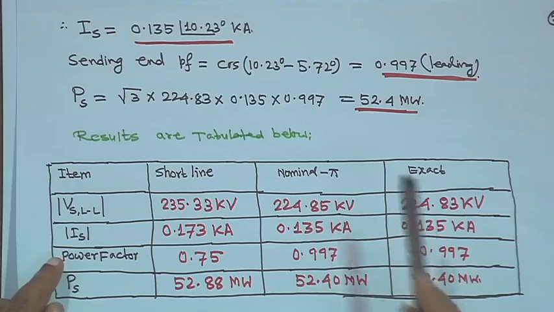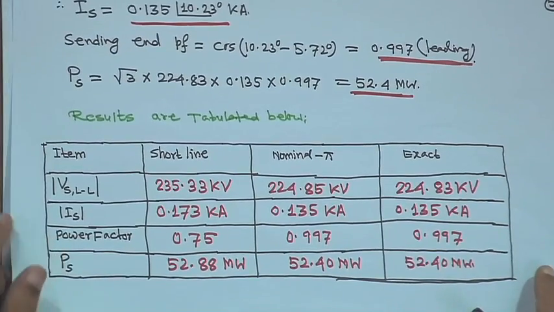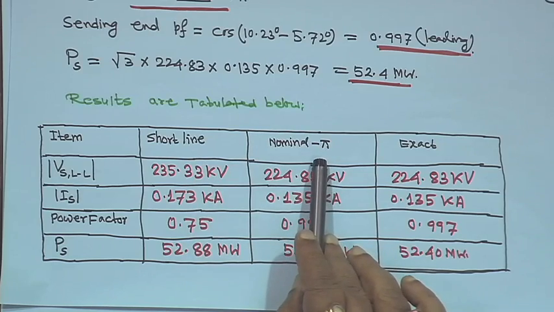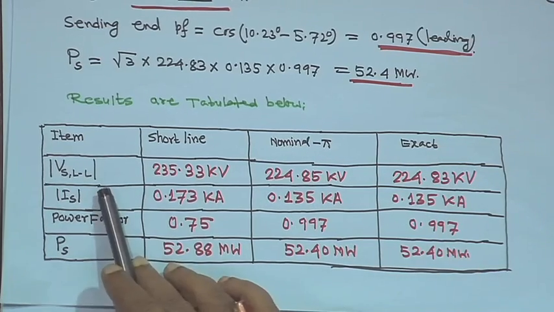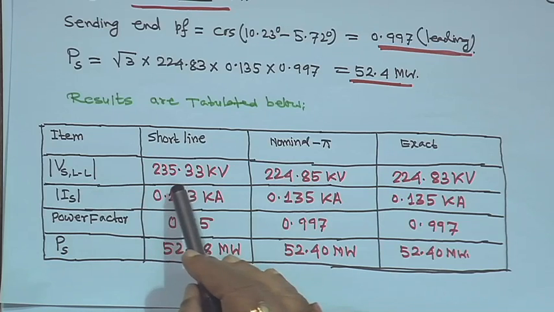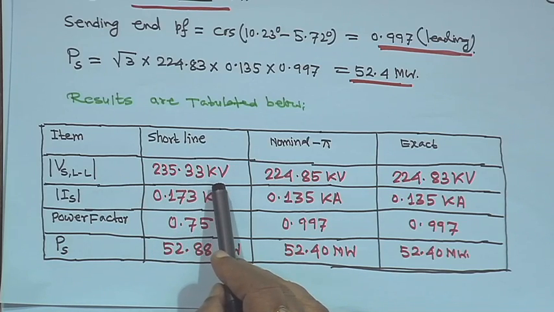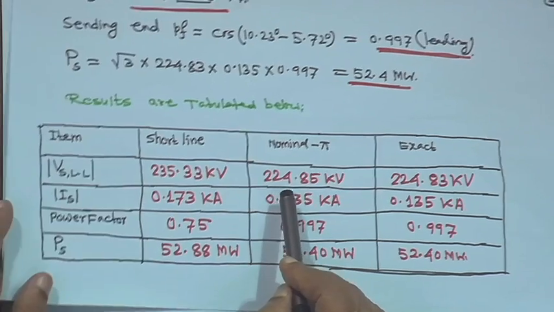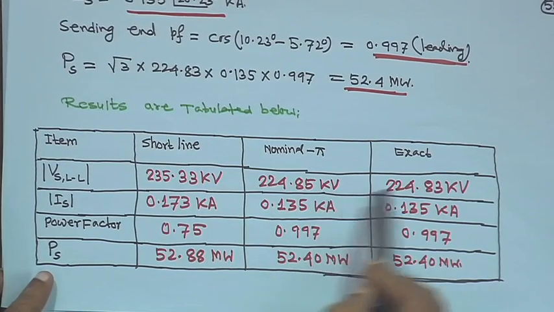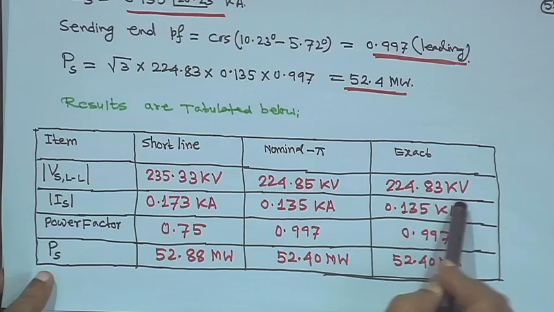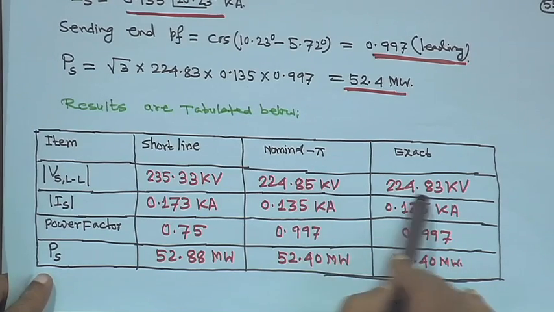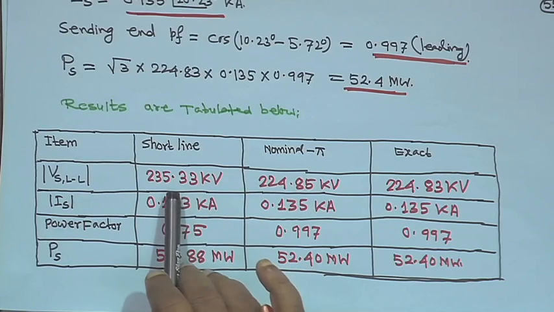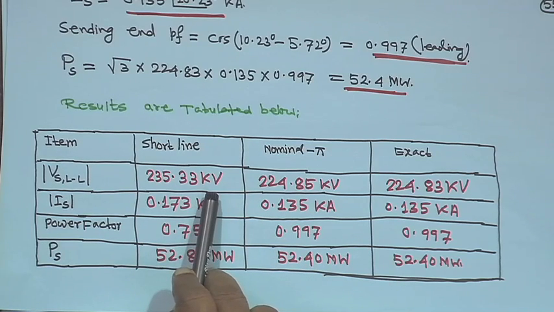that is 52.4 megawatt. So, if you compare these three cases, short line, nominal pi method and exact method, for the short line case the sending end line to line voltage is 235.33 kV, but for the nominal pi method the sending end voltage is 224.85 kV, and for the exact method also 224.83 kV. So, nominal pi and exact are both more or less the same, but for the short line it is actually 235.33 kV.